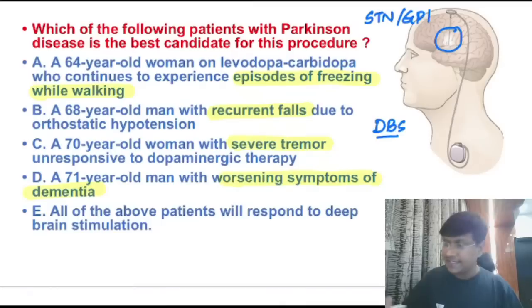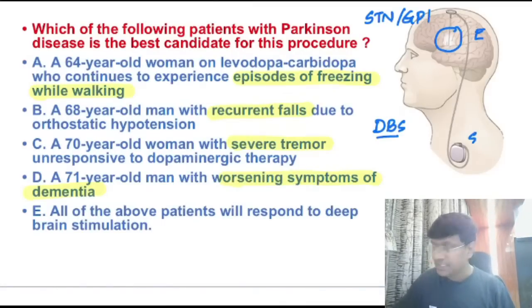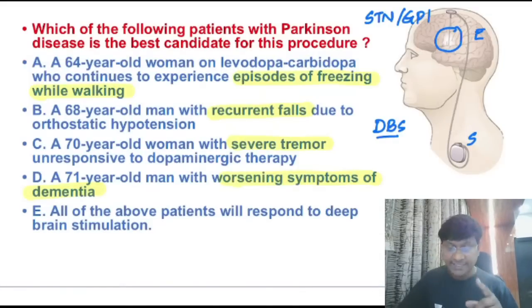In this you have the electrode. This particular electrode is connected to the stimulator. You have a battery which is usually placed in the chest wall. This battery or stimulator is placed in the chest wall. Now what exactly is the precise mechanism by which deep brain stimulation works is not known, but it is thought to act by disrupting the abnormal signals associated with Parkinson's disease.